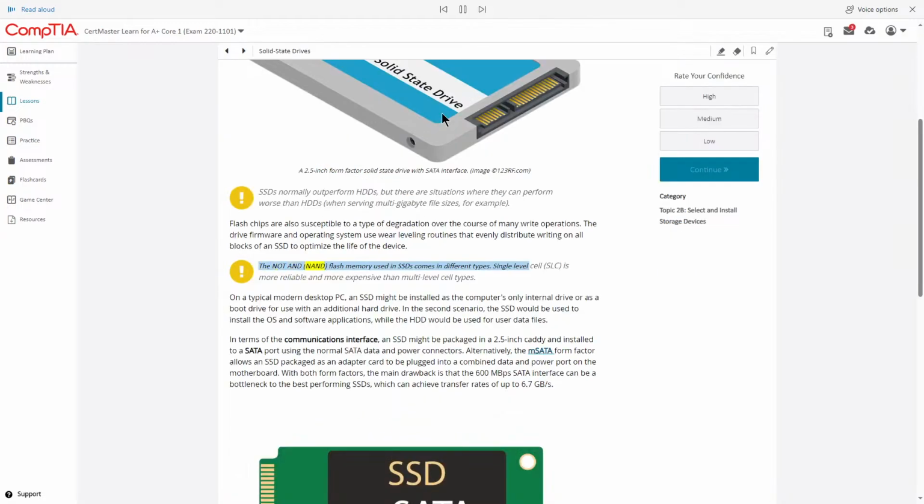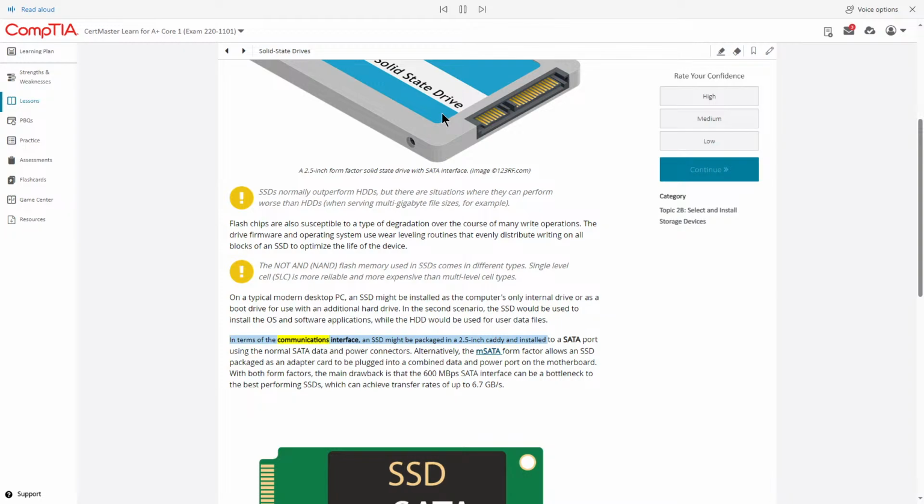The NOR and NAND flash memory used in SSDs comes in different types. Single-level cell, SLC, is more reliable and more expensive than multi-level cell types. On a typical modern desktop PC, an SSD might be installed as the computer's only internal drive or as a boot drive for use with an additional hard drive. In the second scenario, the SSD would be used to install the OS and software applications, while the HDD would be used for user data files.